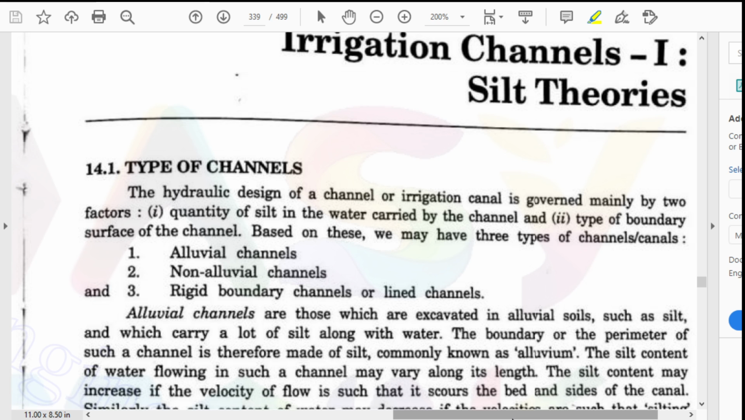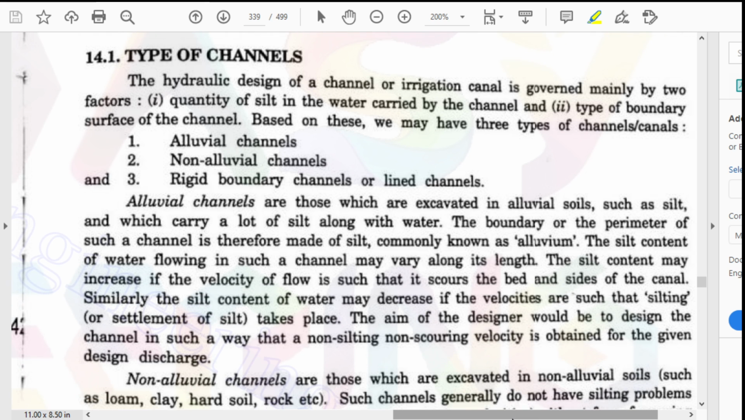First is the alluvial channel. Now, alluvial channels are those which are excavated in alluvial soil. Now, alluvial soil is nothing but the soil which contains silts, a lot of silts.